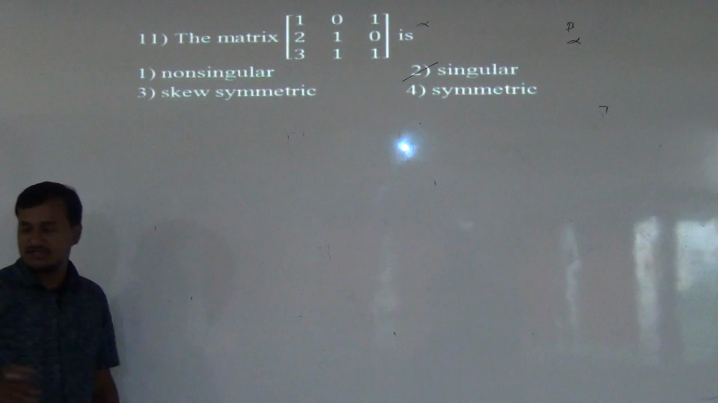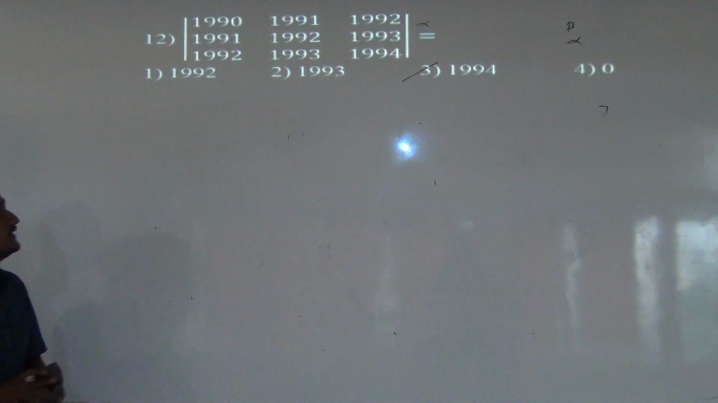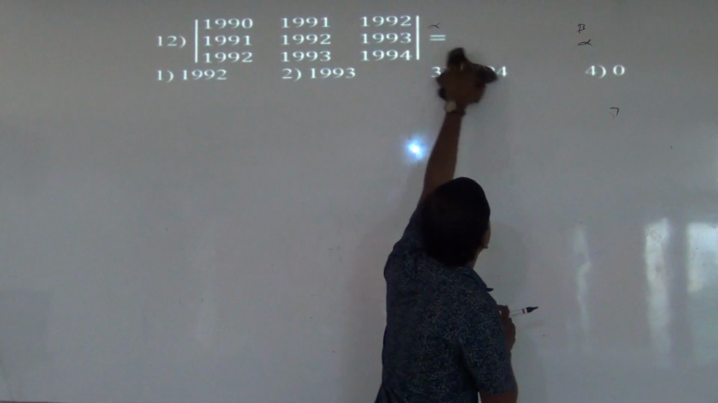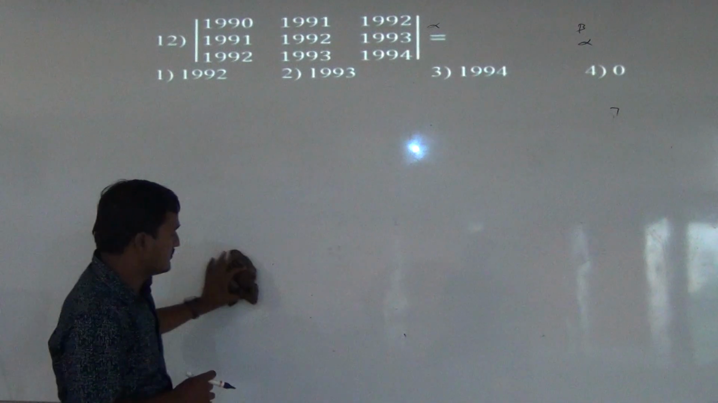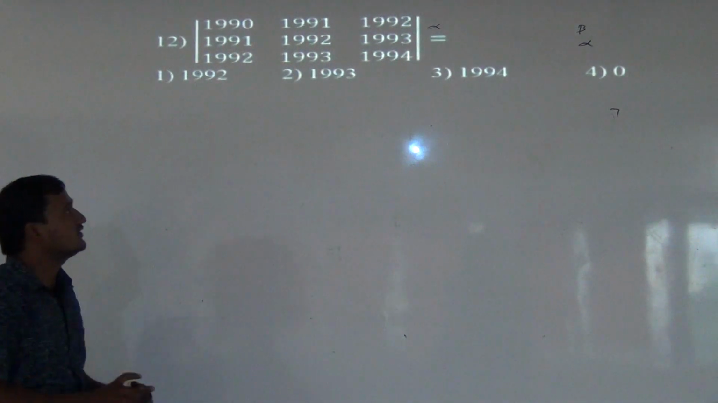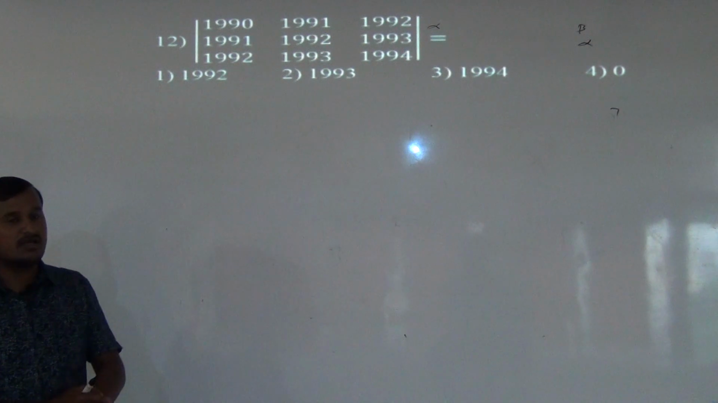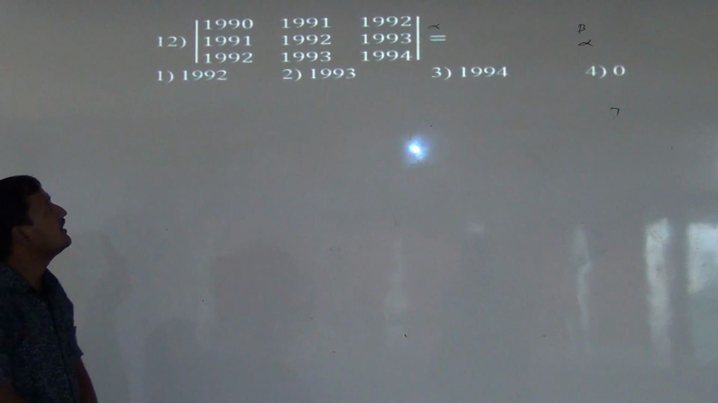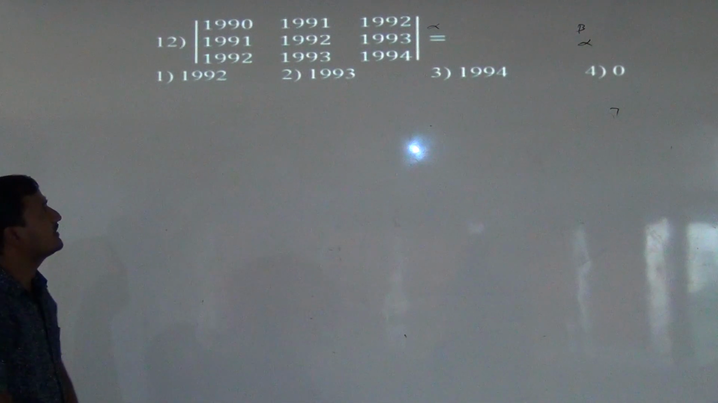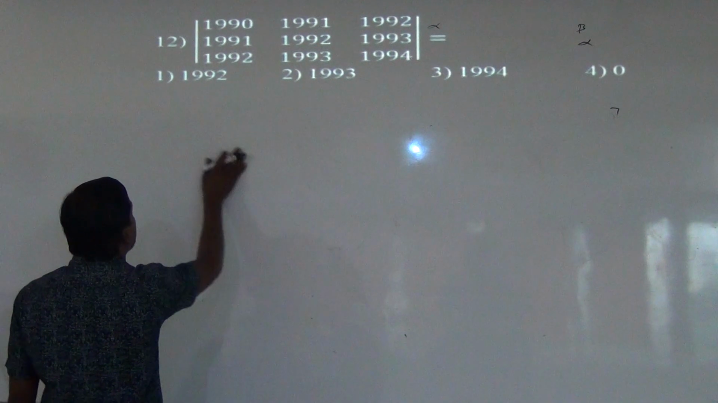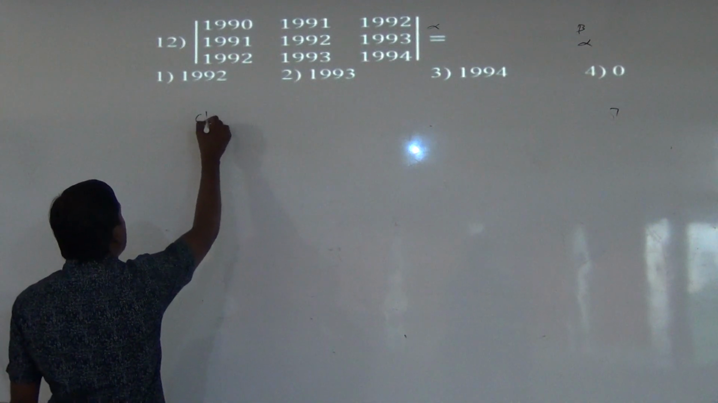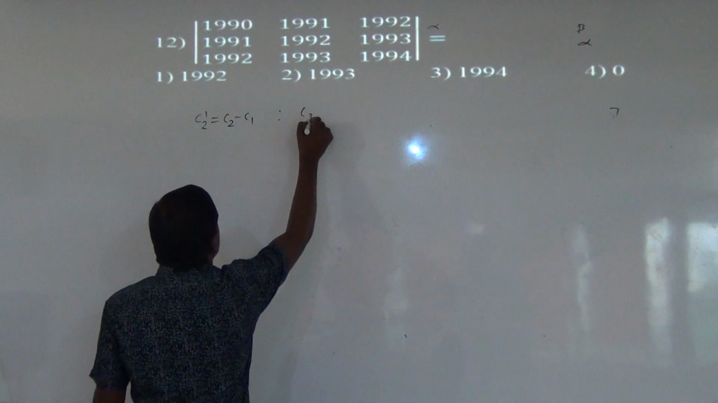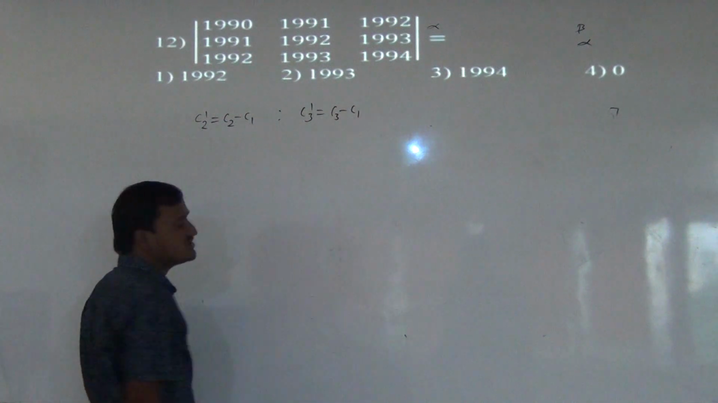Okay, the next question is this, right? Find the value of this determinant. To find the value of this determinant, I told already, you should apply the elementary operations. Either you should apply the row operations or the column operations. So here directly I will apply the column operation, that is C2 dash equal to C2 minus C1, and also here I will apply C3 dash equal to C3 minus C1, right?